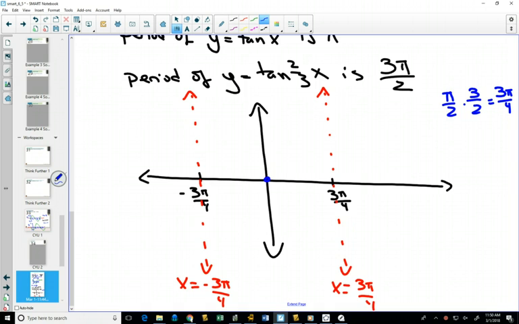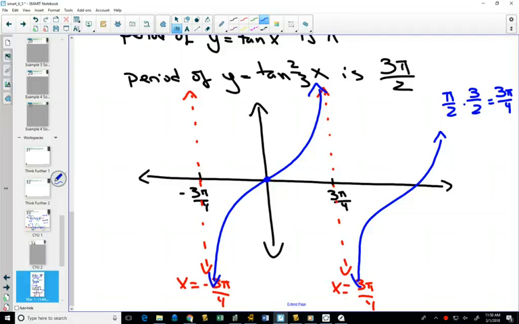My graph of tan will have the same shape as it did before. There's one period. It would continue on both sides if you wanted to draw some more. But there would be the graph of tan.